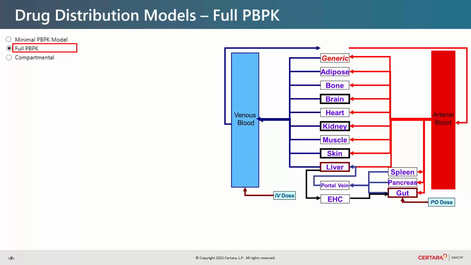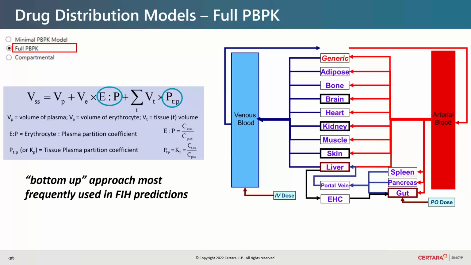So that's really the main use of this model. And then obviously we have the full PBPK model available. Here we define all of the different organs. The definitions are anatomically correct in terms of the connection with blood flow and the size of the different organs.